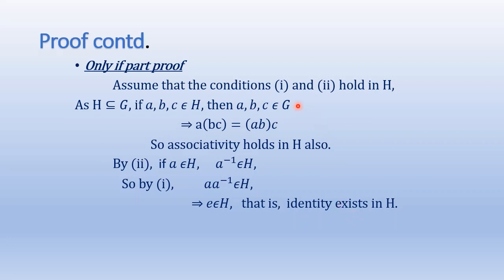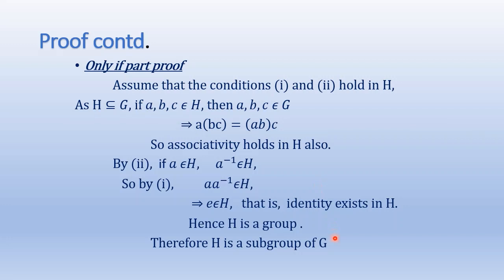So the four conditions of the group are satisfied. The first one, closure, we have already assumed for H, the second given condition is the inverse property, and here we have proved associativity and the existence of identity. Hence H is a group, so H is a subgroup of G.